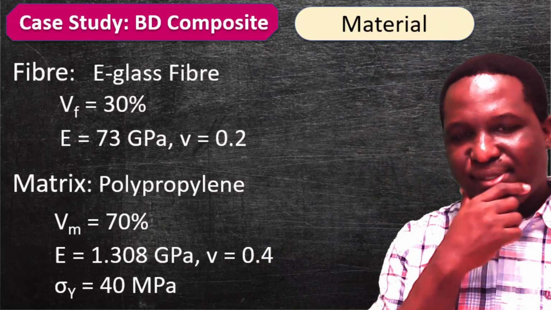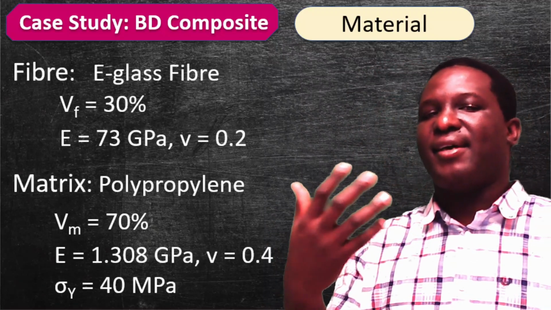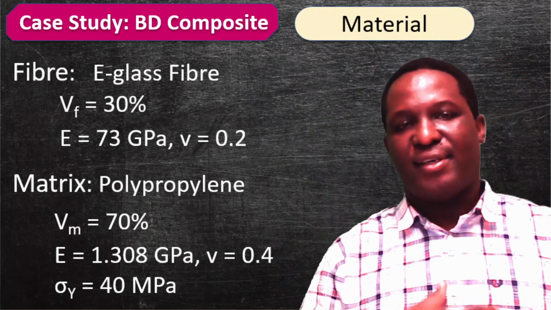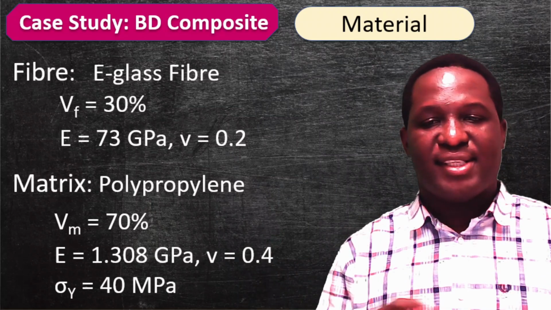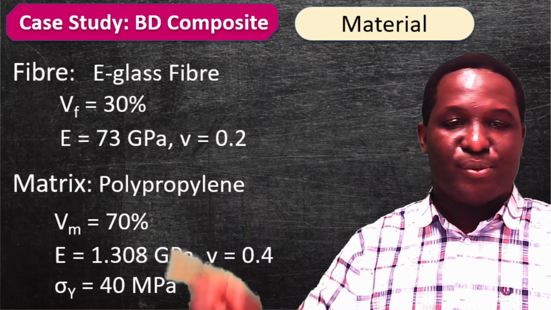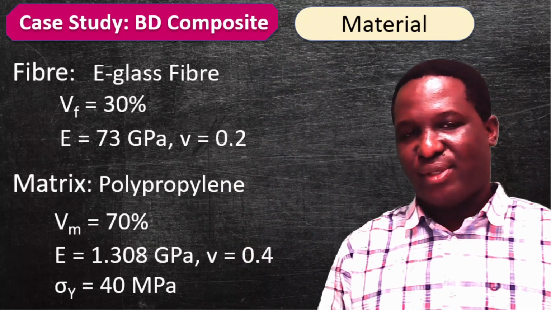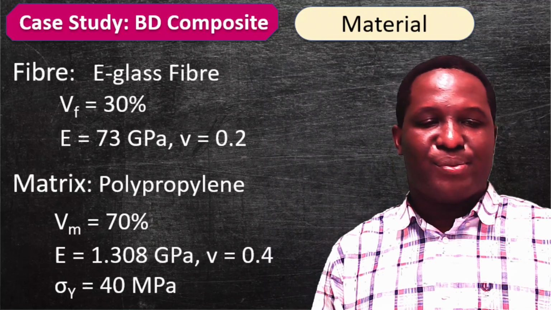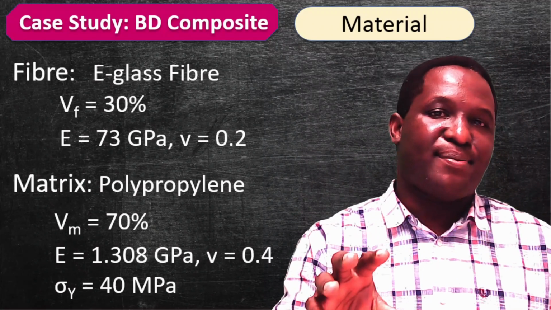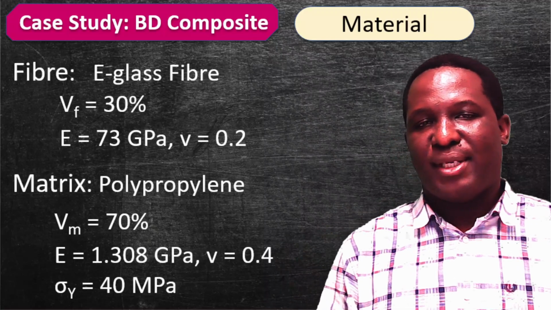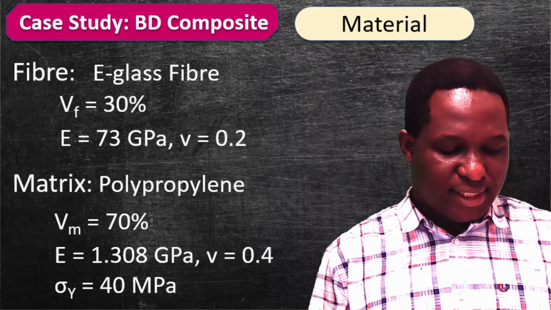In terms of the material that we're going to be working with in this video, I'm using an E-glass fiber. This is the kind of material that I've used in most of my videos on RVE modeling. Again, if you're interested in RVE modeling of a unidirectional composite, please look on the card. I've put some videos about how you can do this for a unidirectional composite. So in our system here, we've got E-glass fiber with a volume fraction of 30% and a polypropylene matrix with a volume fraction of 70%. So that's the material that we're going to use.